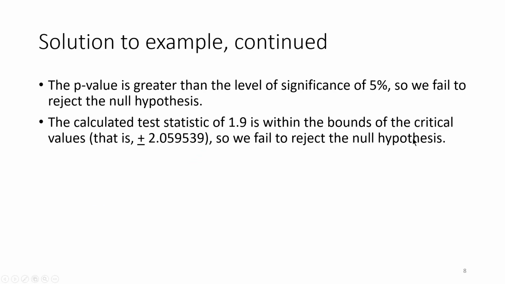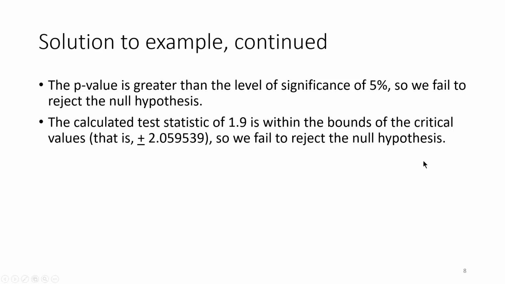So the p-value is greater than the alpha of 5%. So we fail to reject the null hypothesis. We could have done the same thing by comparing the 1.9 within the critical values plus or minus 2.059539. So we fail to reject the null.